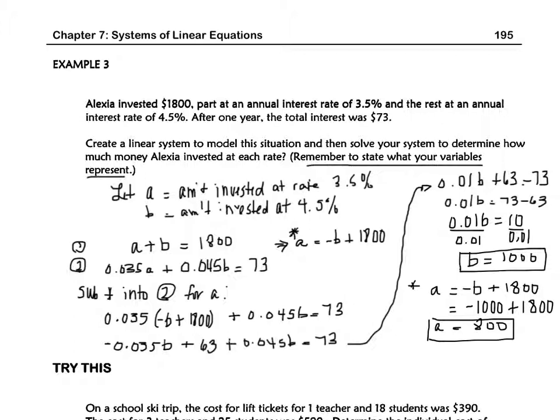And if you check, 3.5% of 800 is $28, and 4.5% of 1,000 is $45, and 28 plus 45 does add up to 73. So you know you got the correct answer.